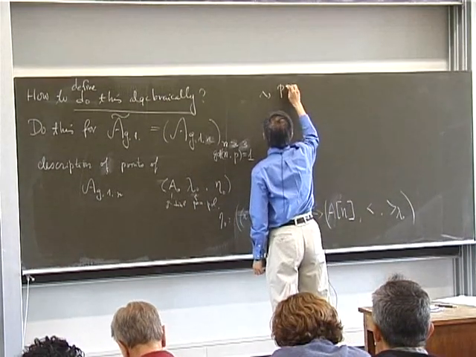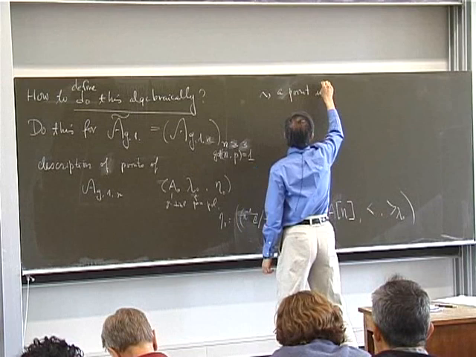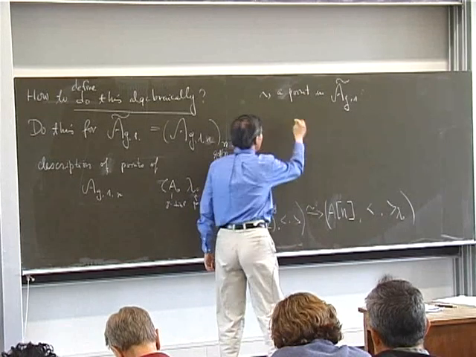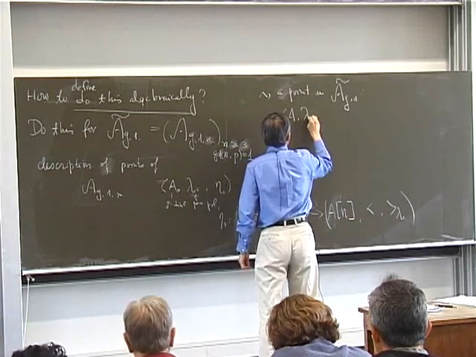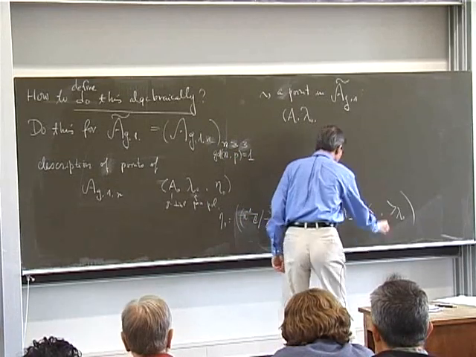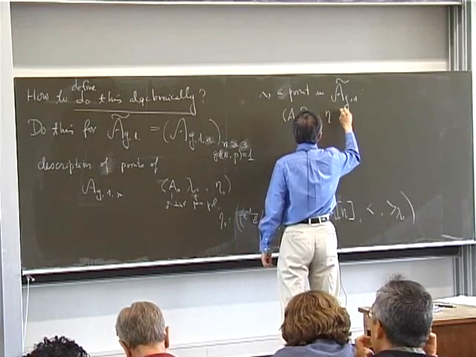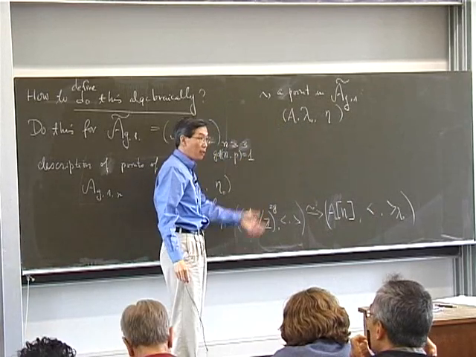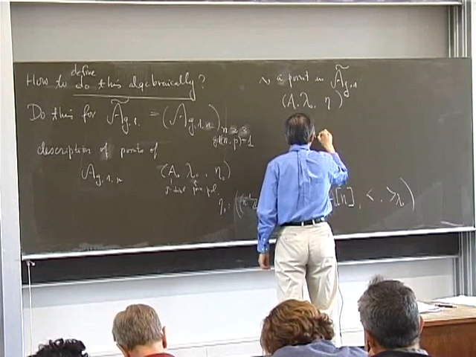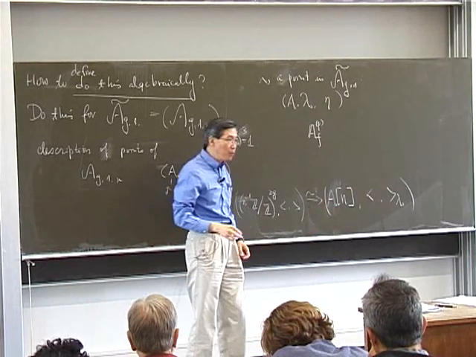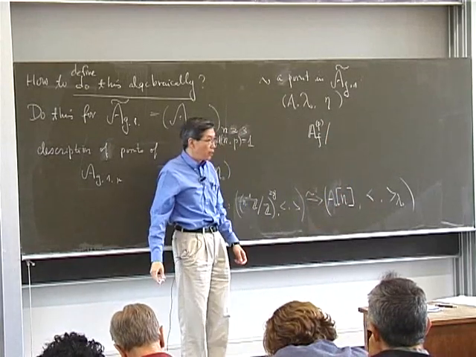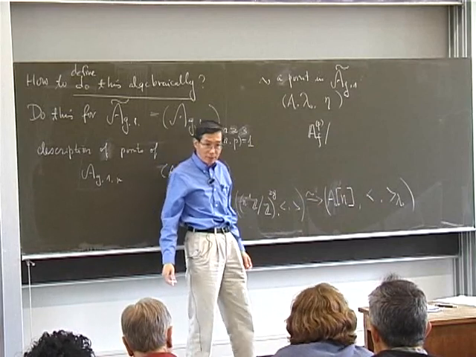So we see that a typical point in AG1 tilde is represented as follows: A, lambda as before, and eta 0 here. And now eta is somehow different. It's a compatible system of things. One way of writing it is that I take A_F^p, the finite prime to p adeles, whose definition I wrote down before. This is the restricted product of all Q_l, l running through all prime numbers different from p.